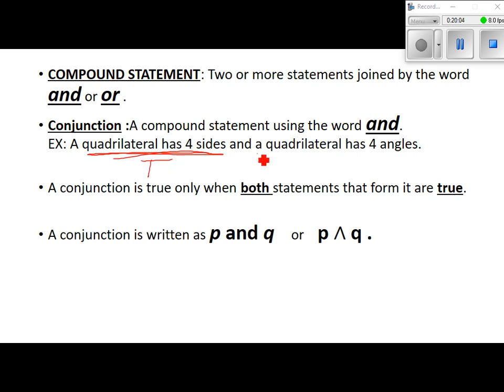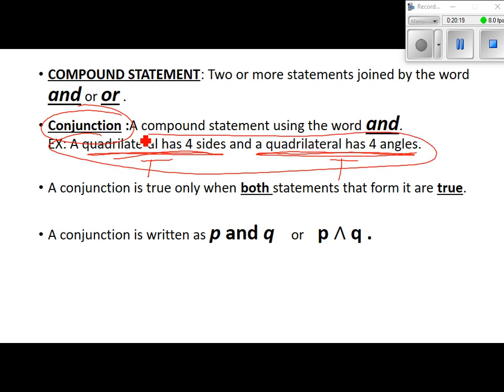Then you look at the second part. Does a quadrilateral have 4 angles? Yes, so that's true. For a conjunction, for this statement to be true, both parts have to be true. So is our conjunction here true or false? True. Kylie, back to this world. A conjunction is only true when both parts of the statement are true.